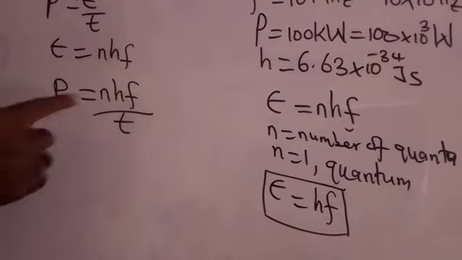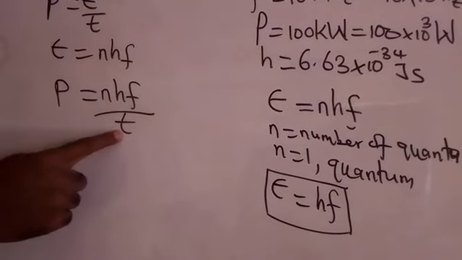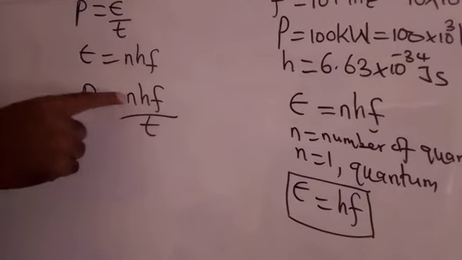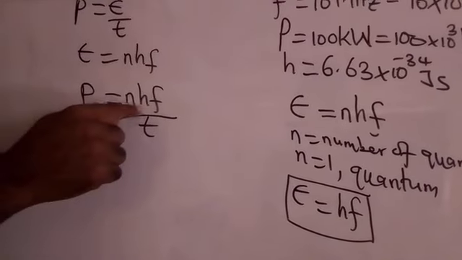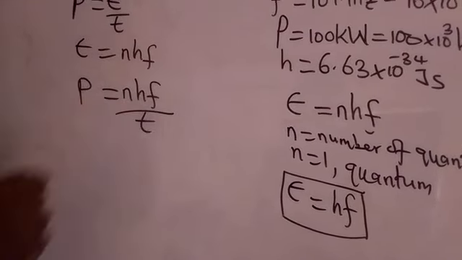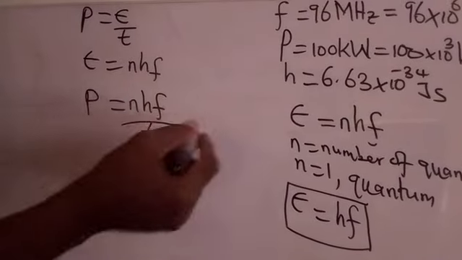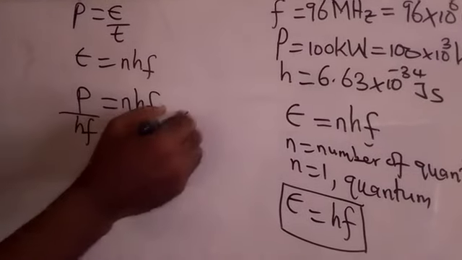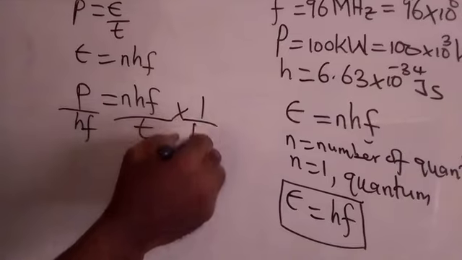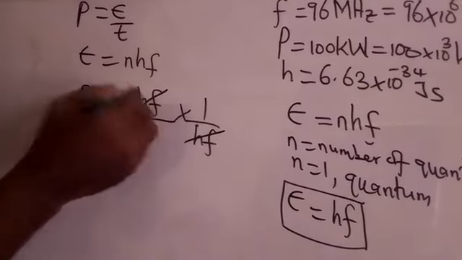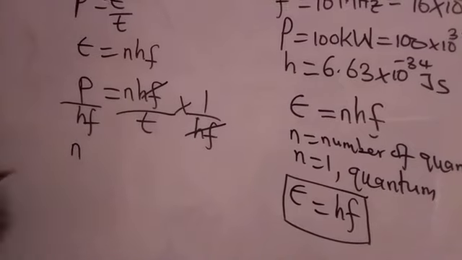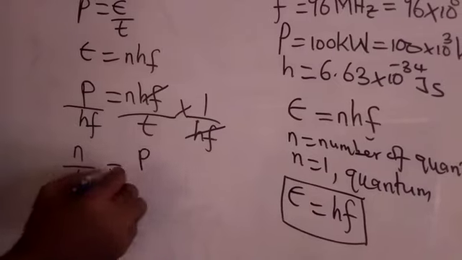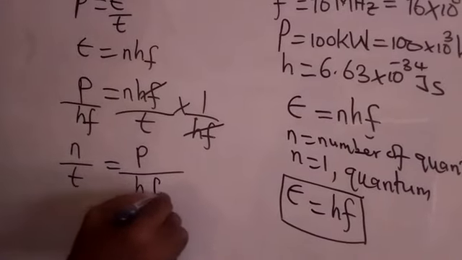So we need to make n over t the subject of the formula. For us to make only n over t the subject, which is the number of photons per second, we need to remove hf as a multiplier here. For us to remove it, we need to divide both sides by hf. So I'm going to divide here by hf, which means I multiply here by 1 over hf. This will eliminate this. So the number of photons per time is power divided by Planck's constant multiplied by frequency.